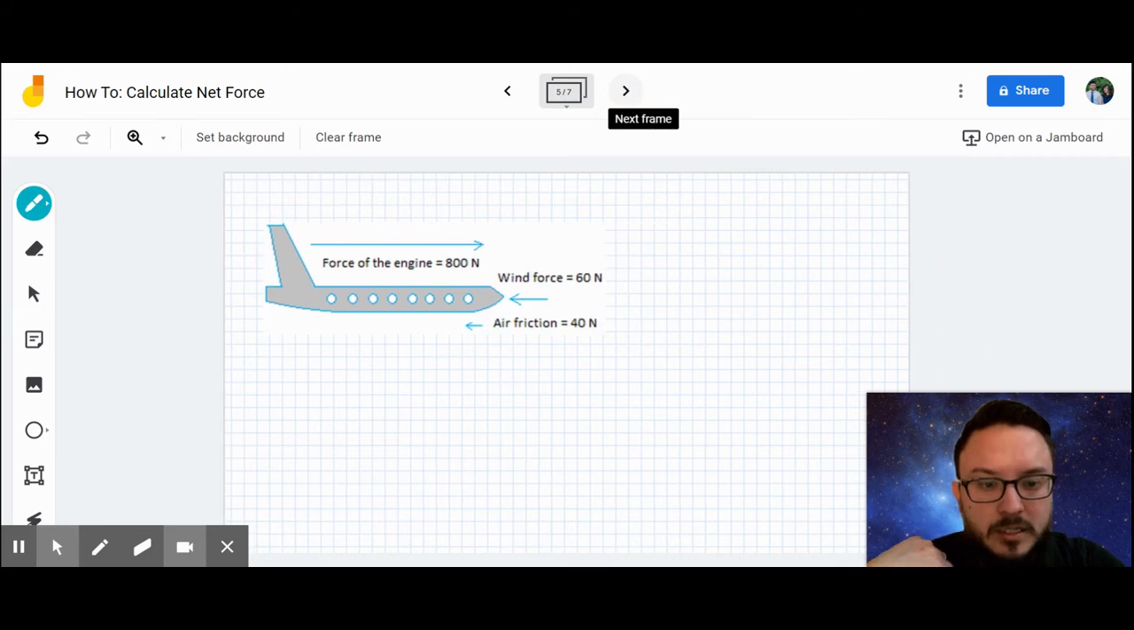Here's another problem. In this case, we have three forces, but it works the exact same way. Any forces that go in the same direction, you should add, and any force that goes in the opposite direction, you should subtract. So go ahead, try out this problem, and then I'll walk you through it.